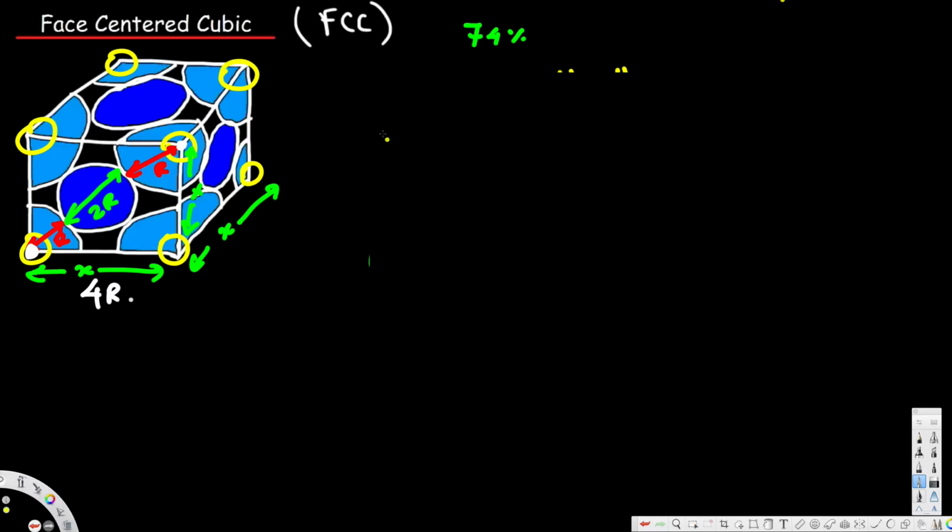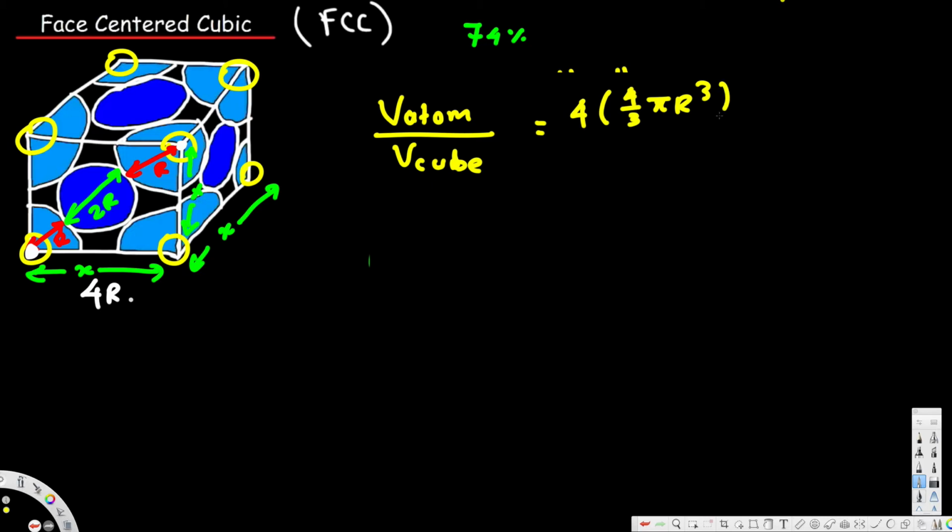V atom over V cube. Okay, V atom. An atom is a spherical shape. There are four atoms in a unit cell for a face-centered cubic structure, so we have to multiply by 4, times, for a spherical shape, the volume given by 4/3 π r³.